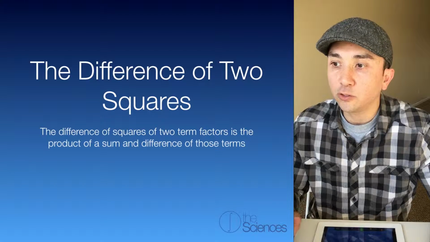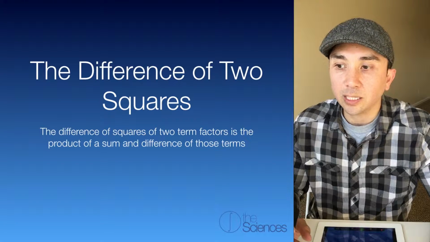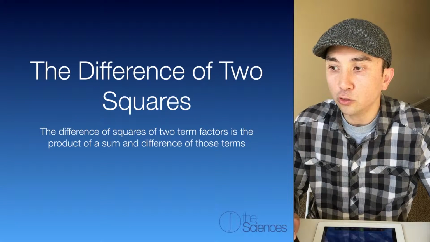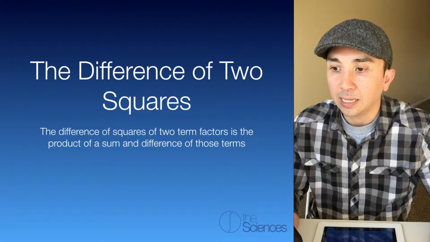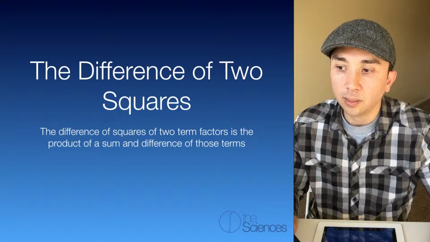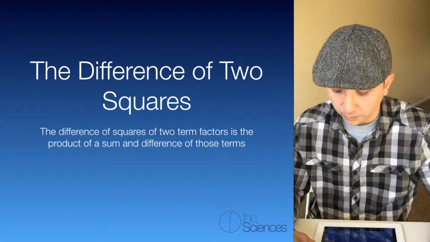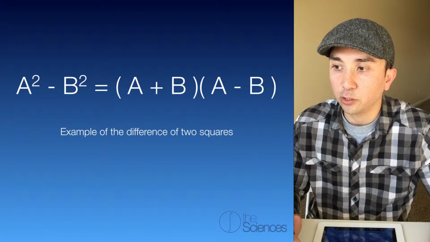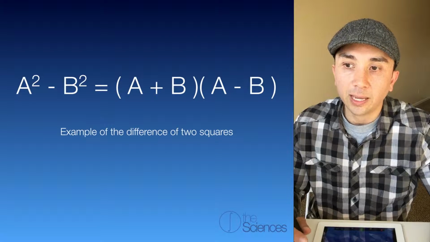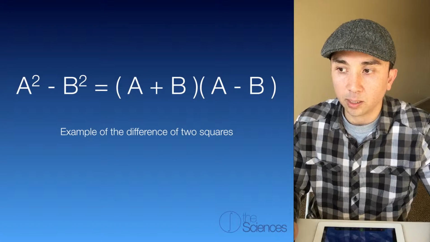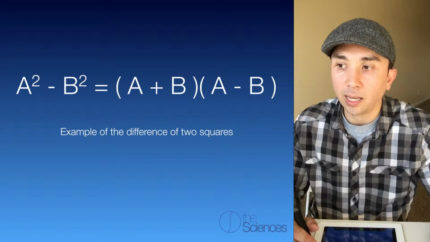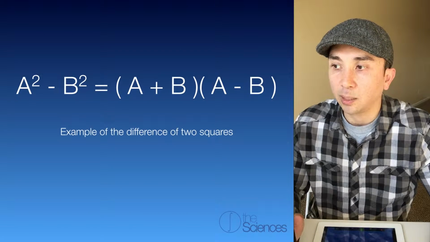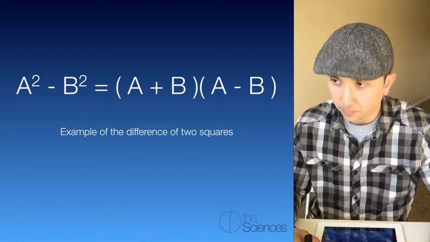So the difference of two squares: the difference of squares of two term factors is the product of a sum and difference of those terms. So here's an example of the difference of two squares. If we have a squared minus b squared, well, that's the same as a plus b times a minus b.